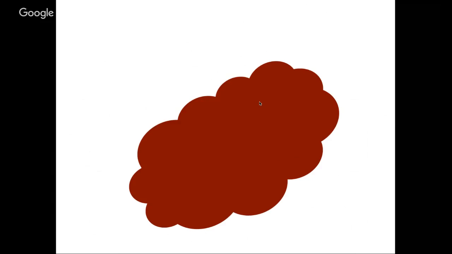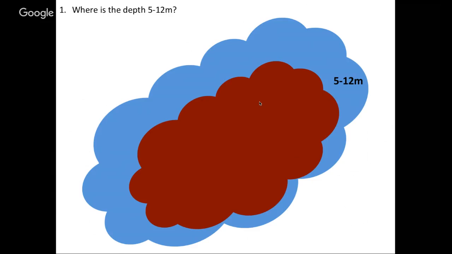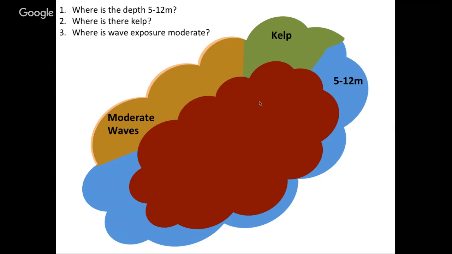So broadly, take a site, find somewhere that has a depth between 5 and 12 meters, where there's kelp, where wave exposure is relatively moderate, so we aren't having variability across different wave exposure regimes, and then choose a random start point. So this is how to select a site for a KEEN experiment.